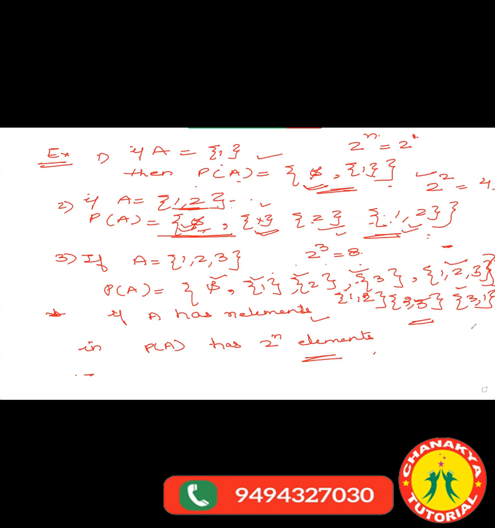Vedika, have you understood, beta? Yes, ma'am. Okay. So that's why I have written this formula: if A has n elements, then the power set will have 2 raised to the power n elements. So in this way, you can check your power sets also, whether you have written the correct number of elements or not. Now, may I proceed to the next?